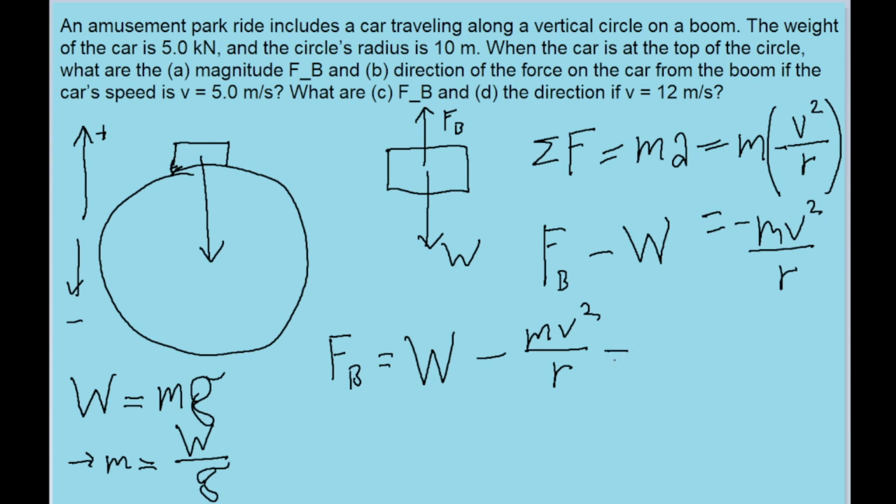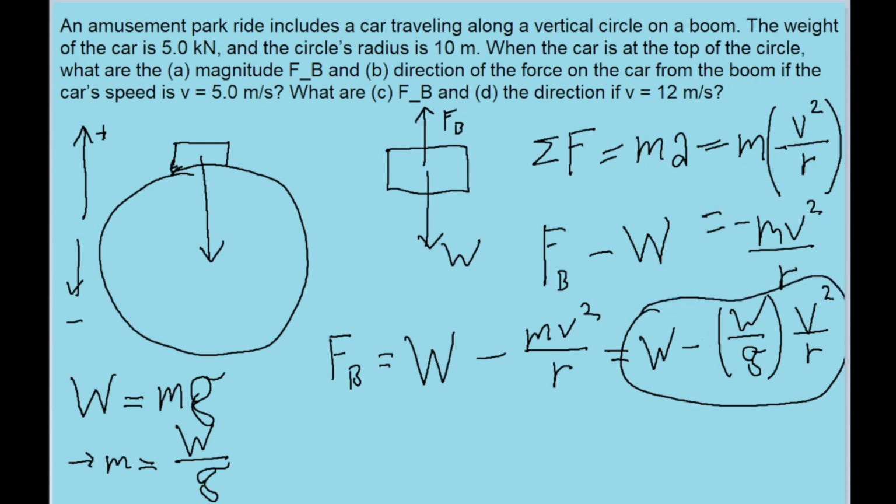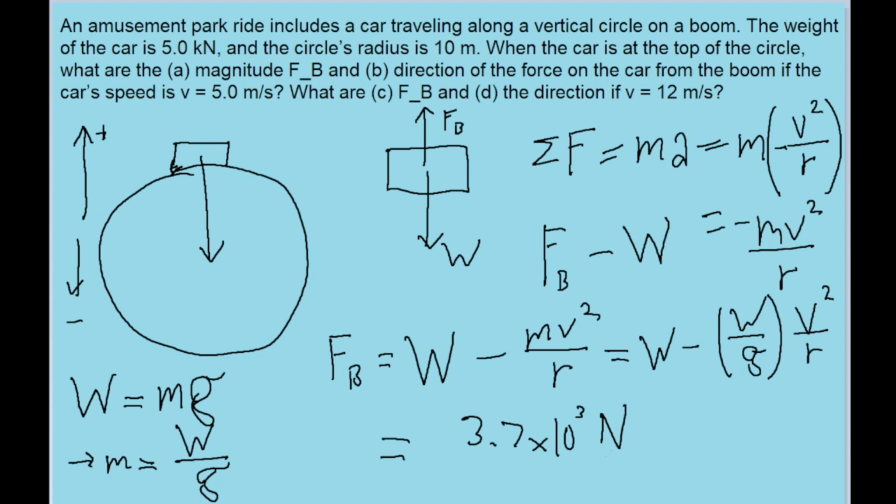So we can just plug that into our equation. So it's equal to weight minus, and then for m I'll just write the weight, w over g, and then multiply that by v squared over r. So now everything in this equation is known, given to us by the problem, and for g we'll just use 9.8 meters per second squared. So if we put this into our calculator, then we find that the force F sub b is equal to about 3.7 times 10 to the power of 3 newtons.